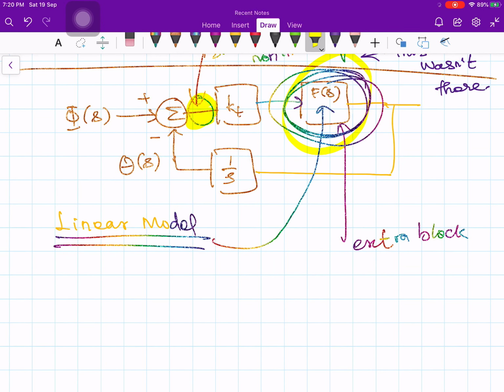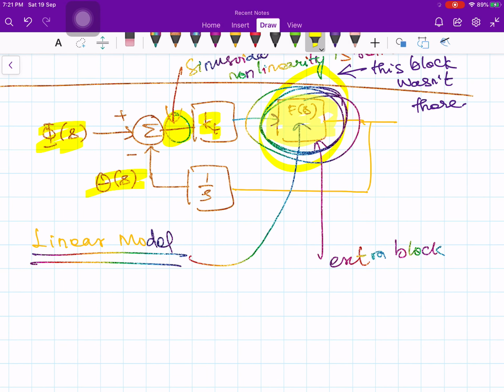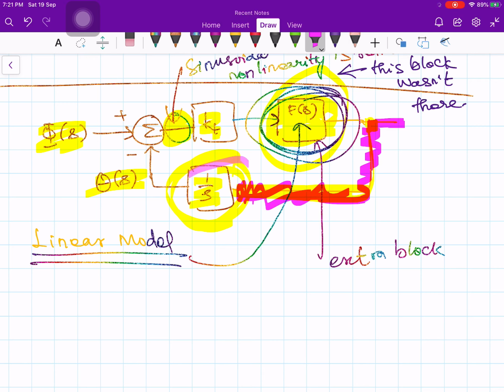So the input is phi of s and the VCO output is theta of s. And kt, what is kt? kt is a loop gain, so I am denoting it by a block. What we have now introduced additionally is this loop filter with the transfer function f of s. The output of this loop filter is fed to the input of your voltage controlled oscillator. The voltage controlled oscillator is denoted by 1 over s, so it will be represented by a transfer function of 1 over s. I am taking the demodulated output from this point, and feeding it into the voltage controlled oscillator.